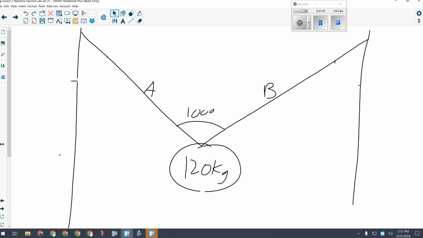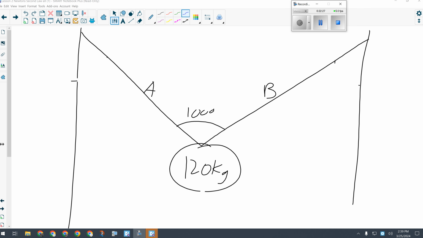I want the tension in cable A. Okay, it's suspended, so it's just holding it there. That 120 kilograms is suspended. Okay, what's the net force in this question? 0. It's a static condition question, just like the other sign hanging from cables question that we did.